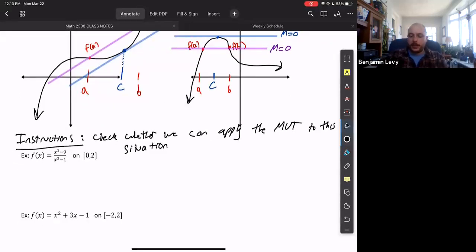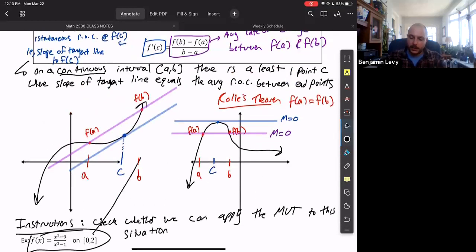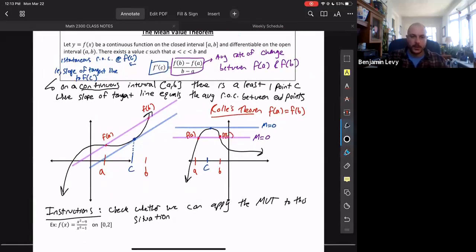And so let me just tell you the answer is that the theorem doesn't apply to this function. Why do you think that is? What condition of this theorem is not being met by this function? What do you think? The interval is 0 to 2, and the denominator of this thing is x squared minus 1. It's not continuous. It's not continuous.